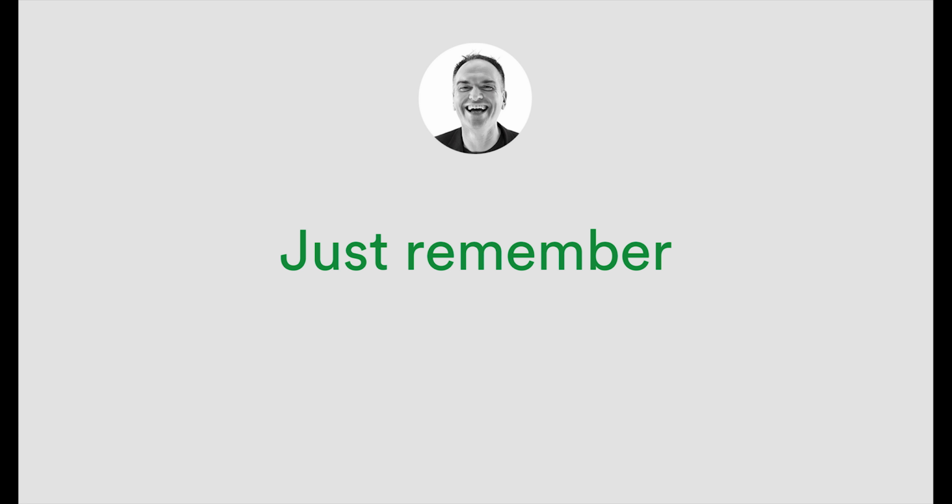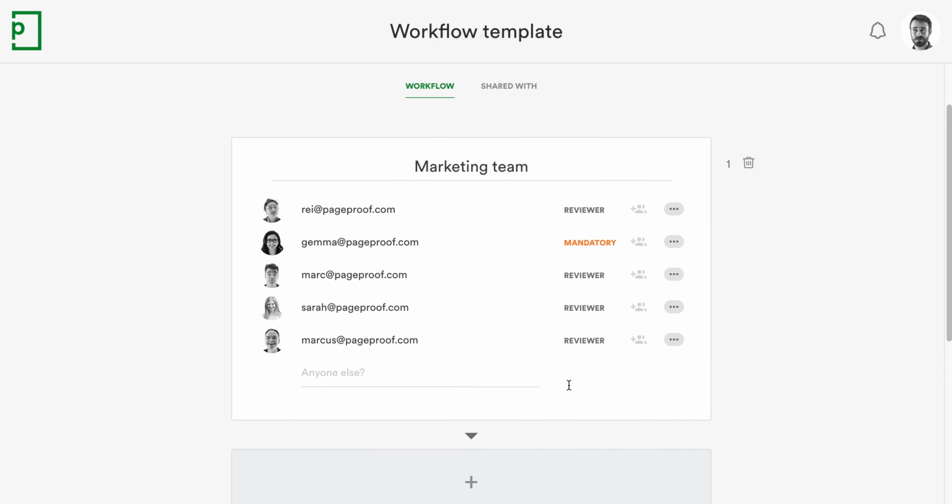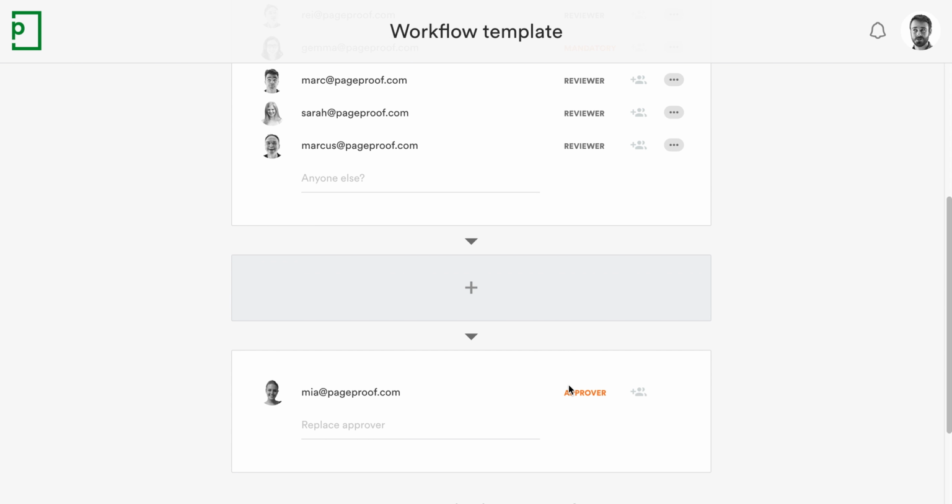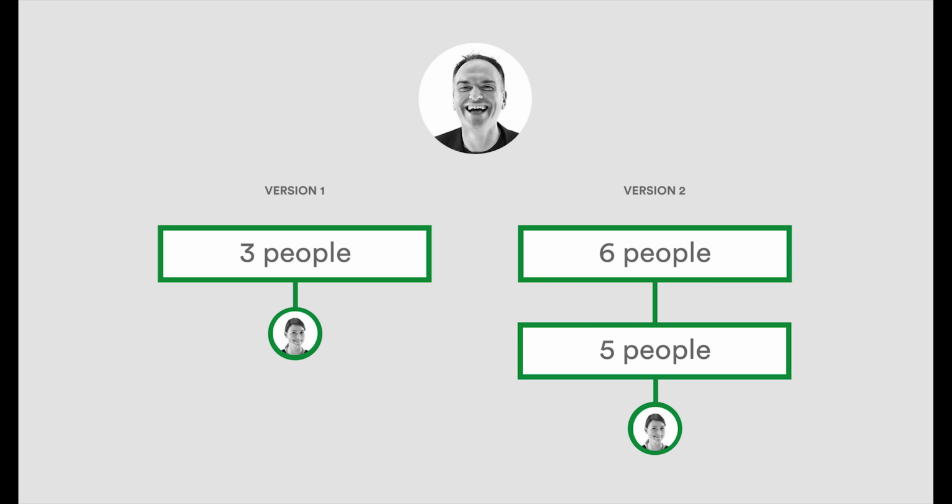Some important points to note. The workflow always travels from top to bottom. You can change the workflow used in between proof versions. For example, you might want to include only a few reviewers for the first version of the proof, then make sure everyone is involved from the second version onwards.